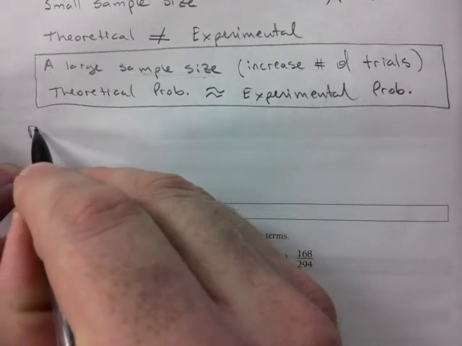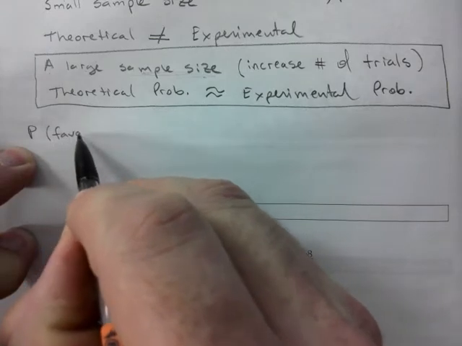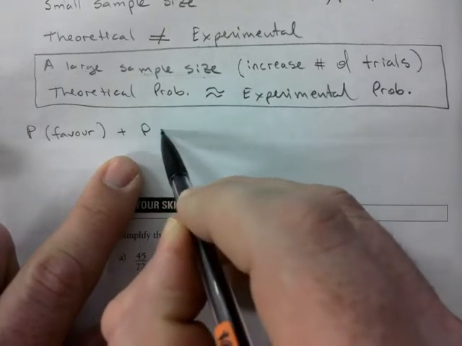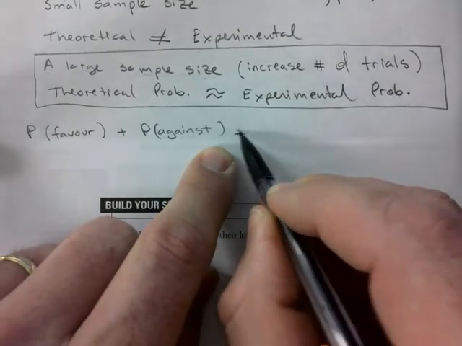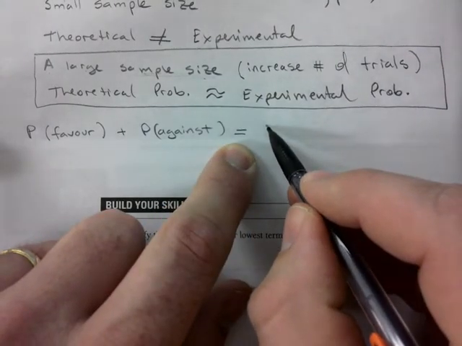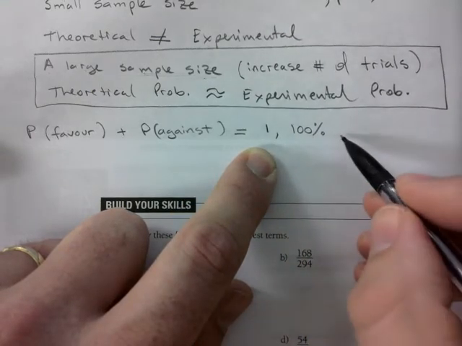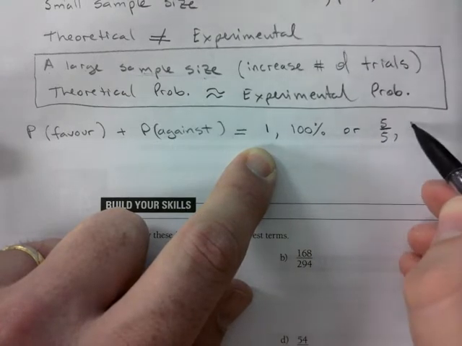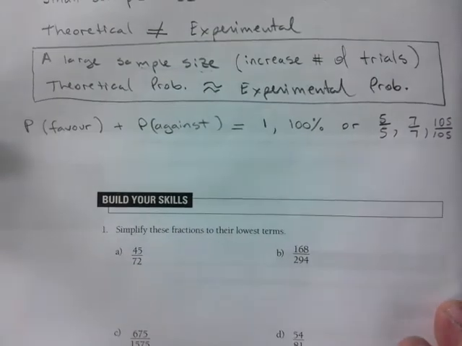The probability in favor of something happening and the probability against something happening, an event, will always be equal to 1, or 100%. Let's say it's 5 out of 5, 7 out of 7, 105 out of 105. It'll always be 100%, right?